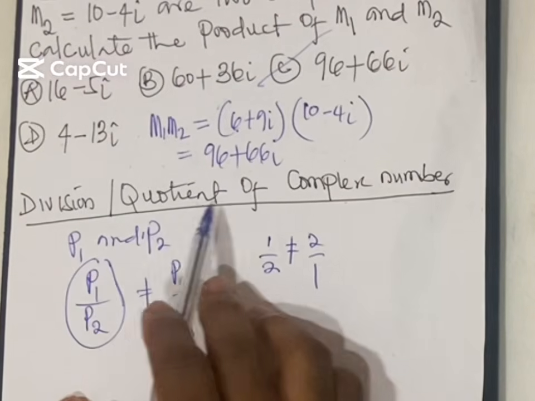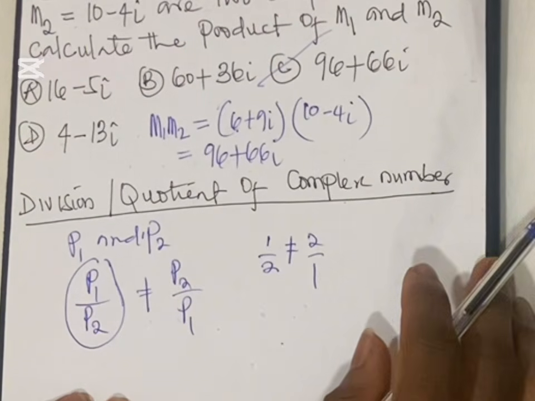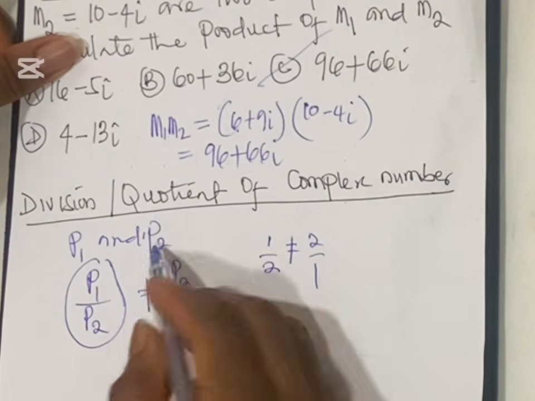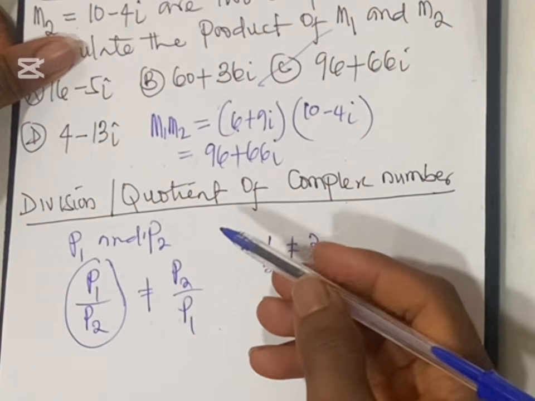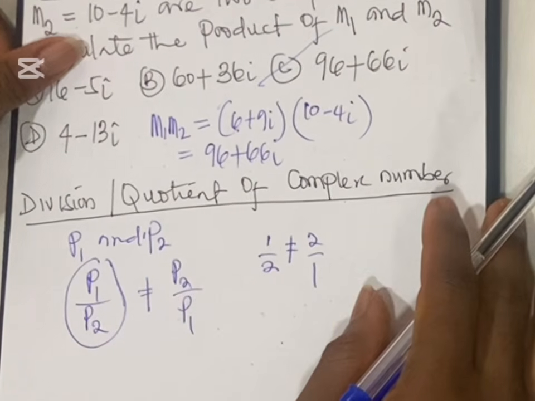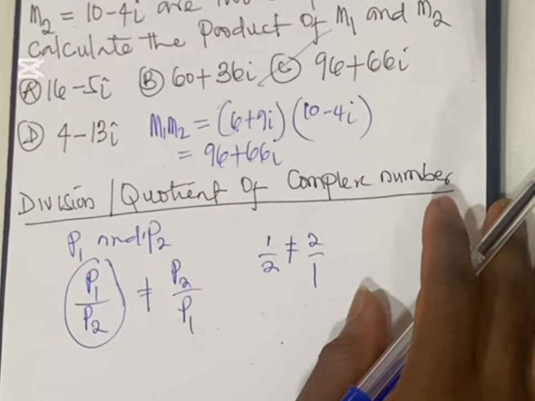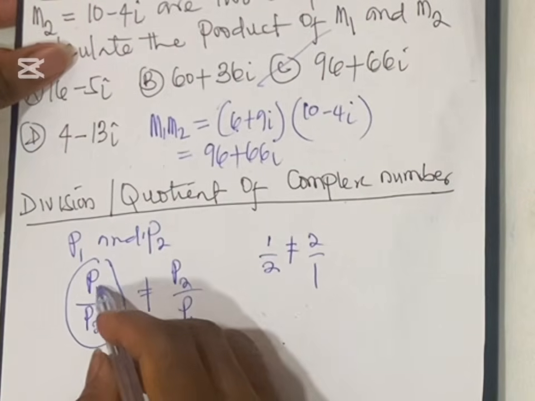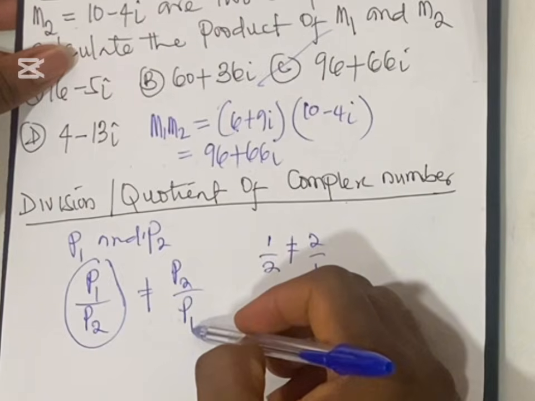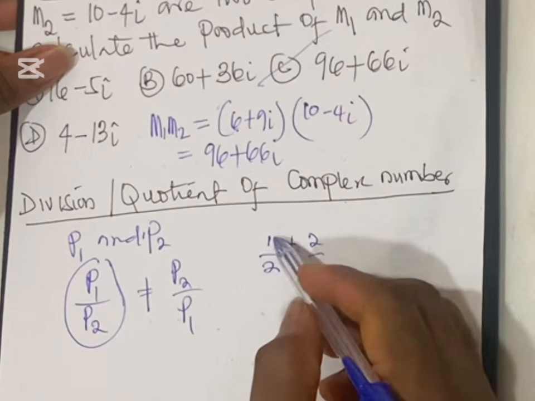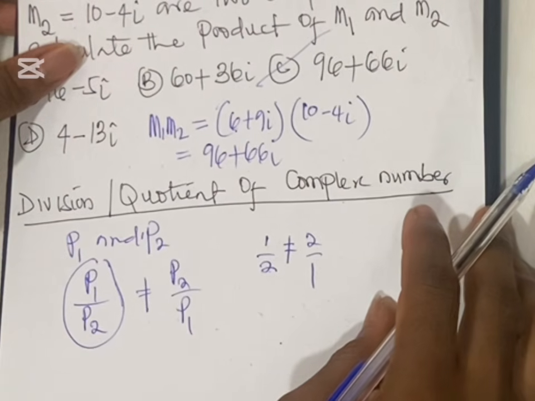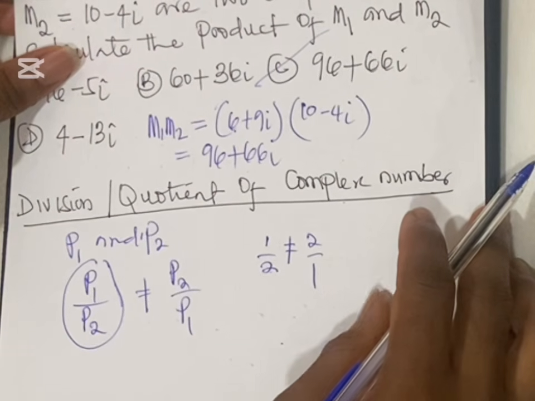Division and quotient of complex numbers. If I have two complex numbers P1 and P2, and we're asked to find P1 over P2, this form represents division of complex numbers. But take note of this: P1 over P2 is not the same as P2 over P1, just as 1 over 2 is not the same as 2 over 1. So let's treat division of complex numbers using our calculator.